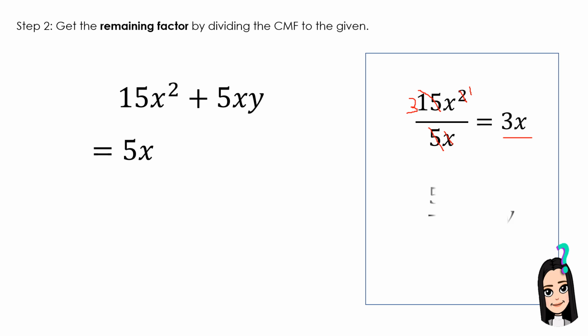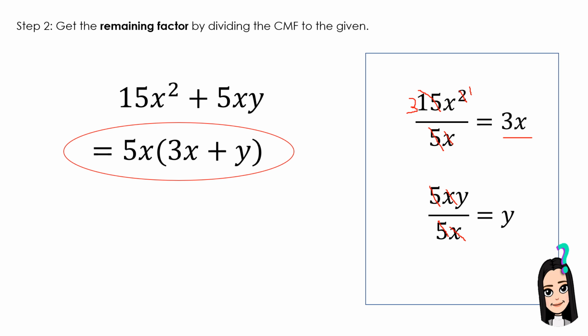Okay, next. Let's divide 5xy by 5x. The answer is y. 5 divided by 5 is 1, x divided by x is 1, so y remains. So our final answer is 5x times the quantity 3x plus y. So this is now the factored form of 15x squared plus 5xy.